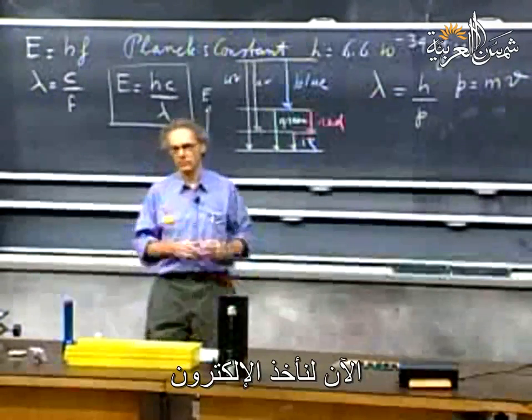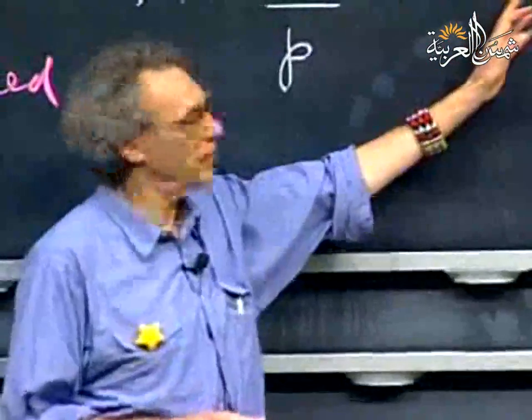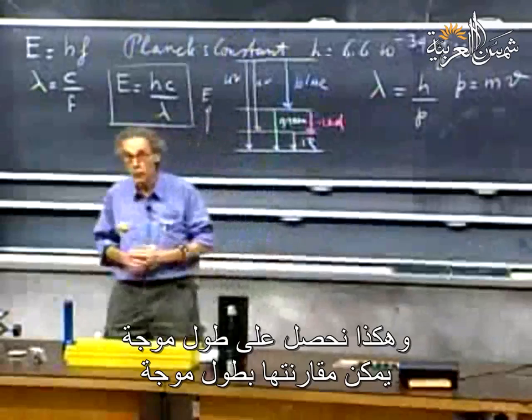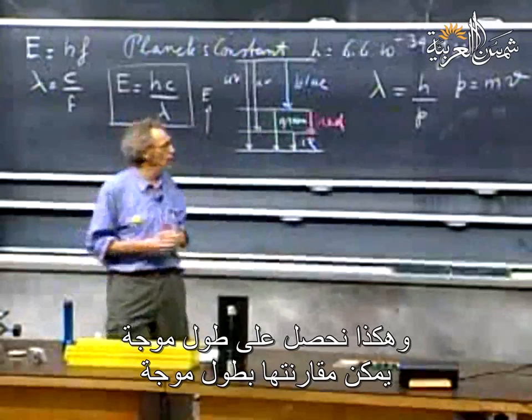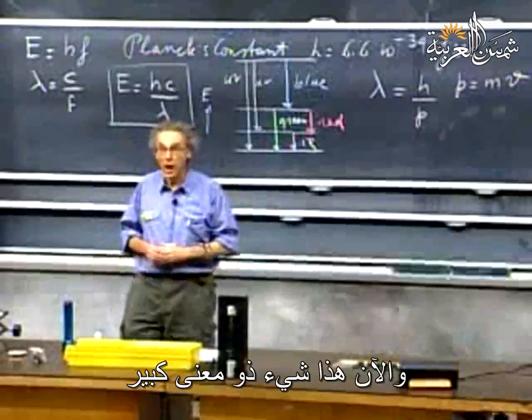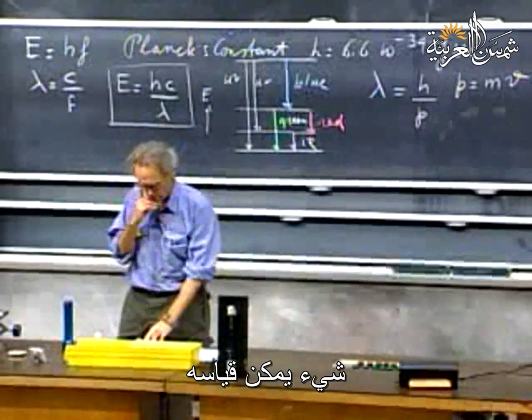But now take an electron. You take the mass of the electron, 10 to the minus 30 kilograms, and you give the electron a speed of, say, 1,000 meters per second. Now you get a wavelength which is comparable to the wavelength of visible light, red light. And now it's something that becomes very meaningful, something that can be measured.